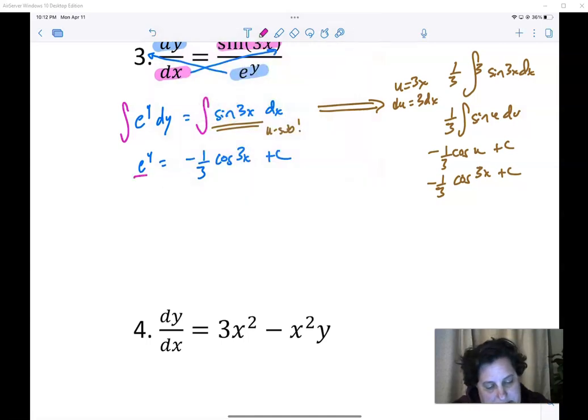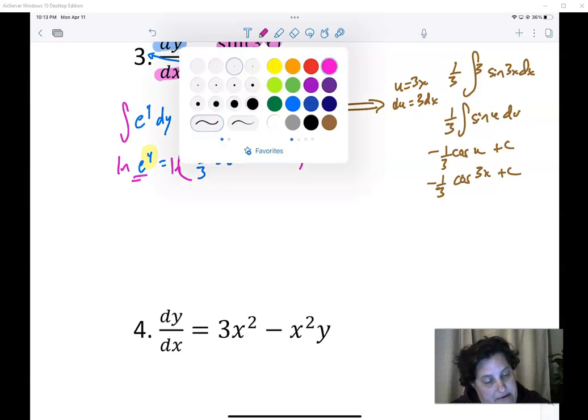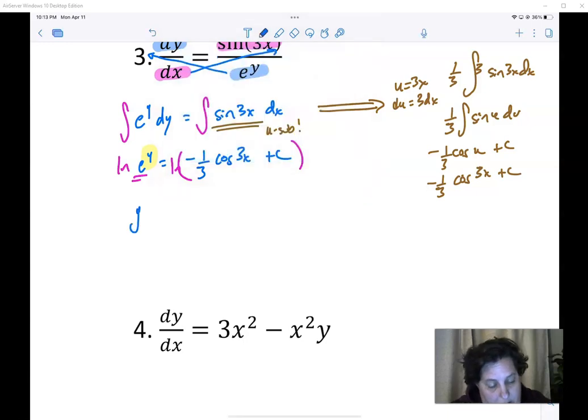So when I look at this, it's like, okay, what is the inverse of e? e and ln are opposites of each other. So if I'm trying to solve for y right here, I've got to get rid of the e. Well, I can do that by taking the ln of both sides. Okay, so I end up getting y is the ln of negative 1/3 cosine 3x plus c.